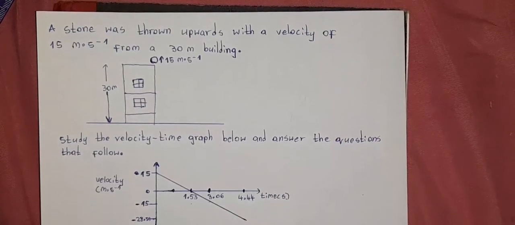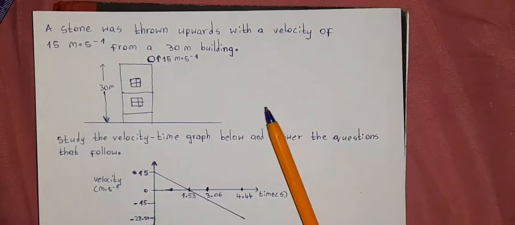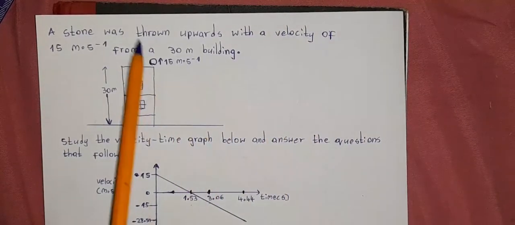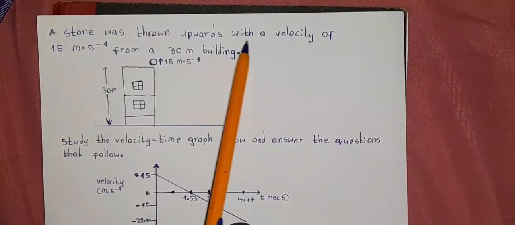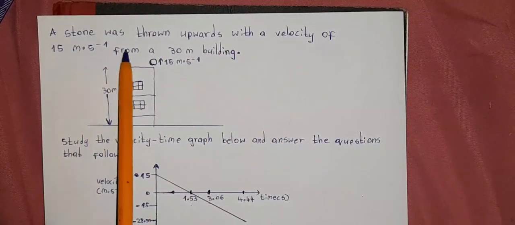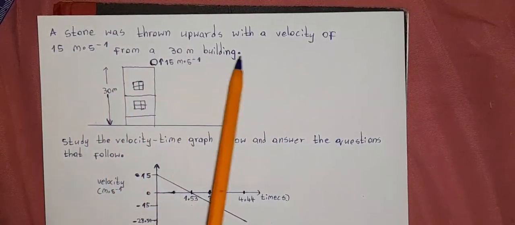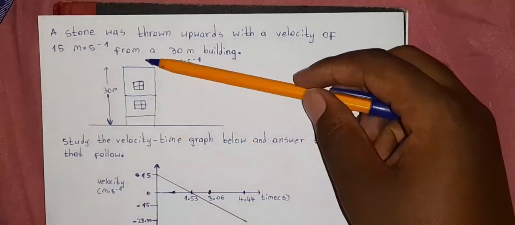Welcome back again. This time I want us to do a question based on graphs, especially the velocity time graph. So let's read and try to answer questions. They say a stone was thrown upwards with a velocity of 15 meters per second from a 30-meter building. So we are on a 30-meter building.